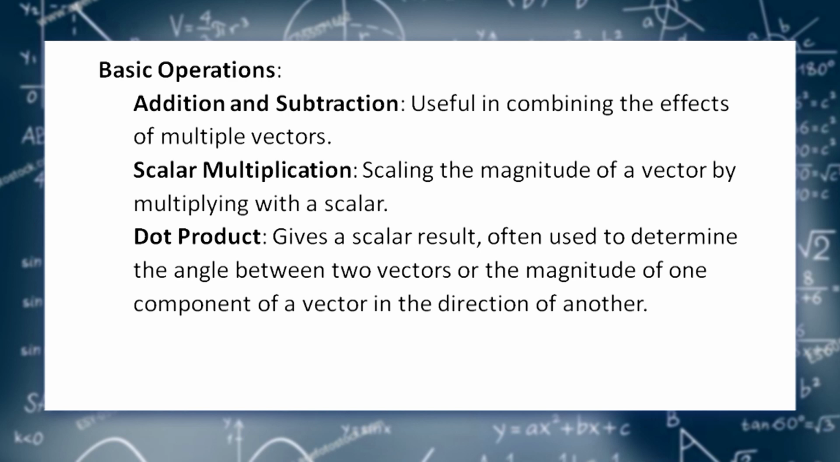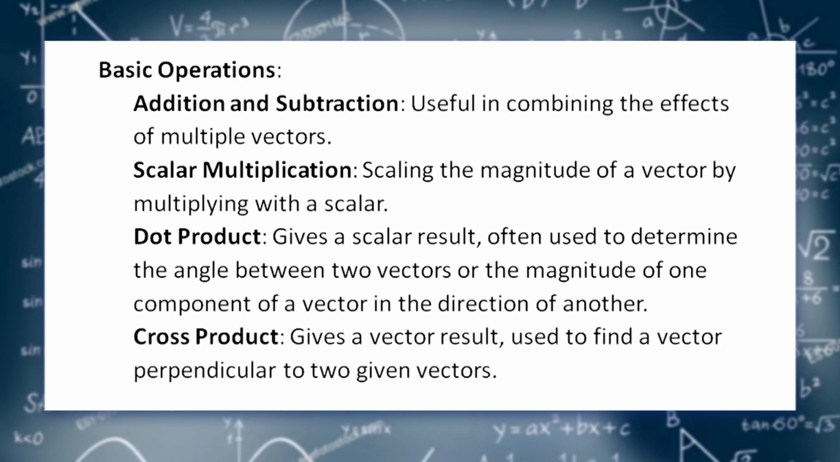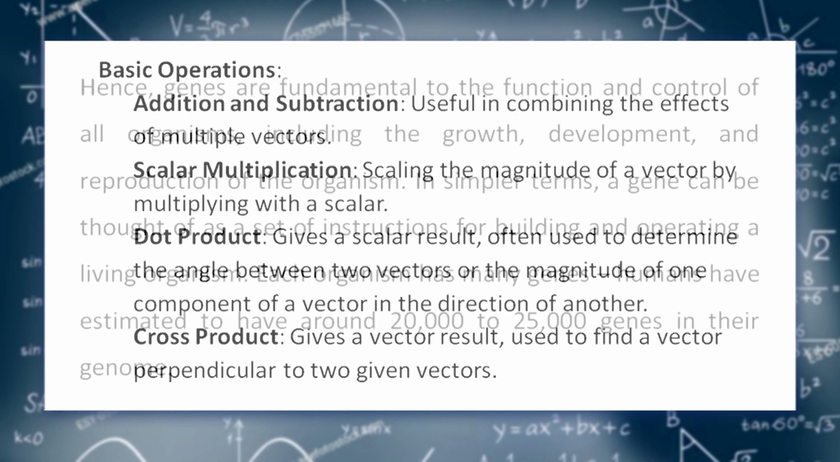So, the dot product is a very important tool of vector algebra. Cross product gives a vector result used to find a vector perpendicular to two given vectors. So, dot product and cross product have more importance in the operations used in vector algebra.